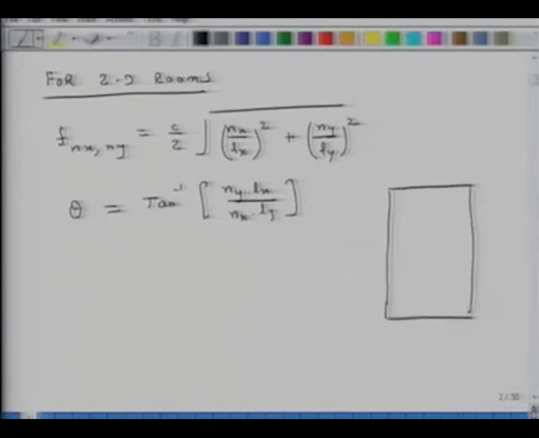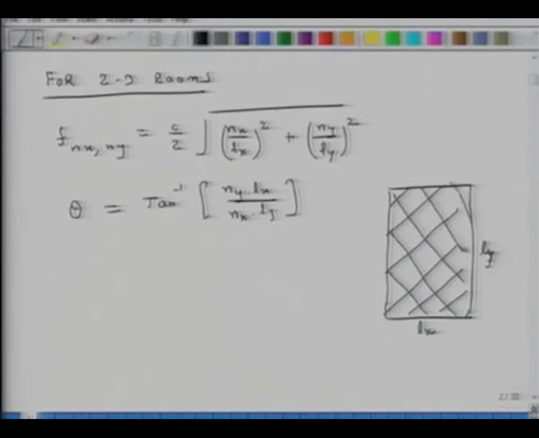Let's say I have a room, it's a two-dimensional room, its dimension in y direction is ly, dimension in x direction is lx. Then there could be a crisscross pattern of nodes and crisscross pattern of nodal lines in the room, and the boundary condition, the number of nodes in y direction is essentially ny, the number of nodes in x direction along the length of the room is nx. So that is the physical interpretation.